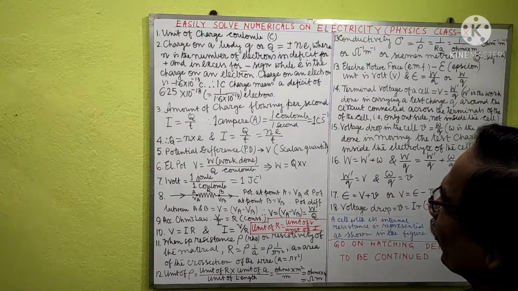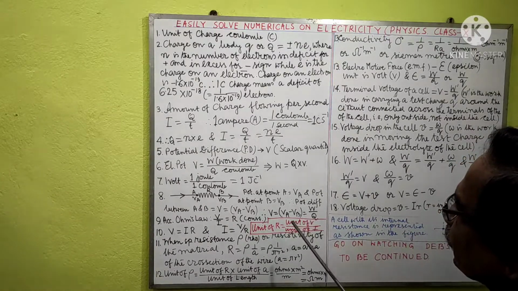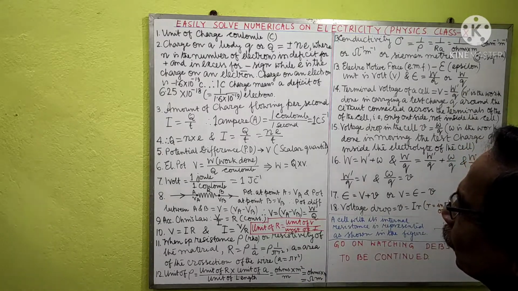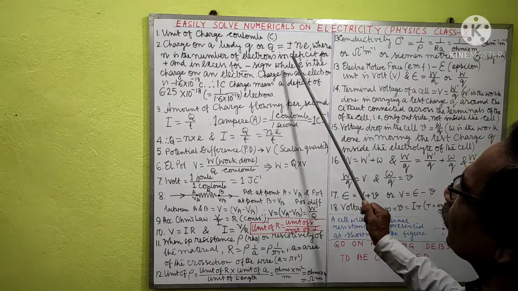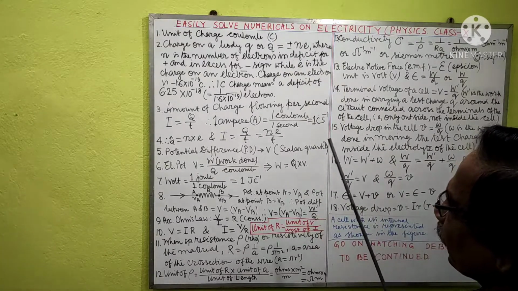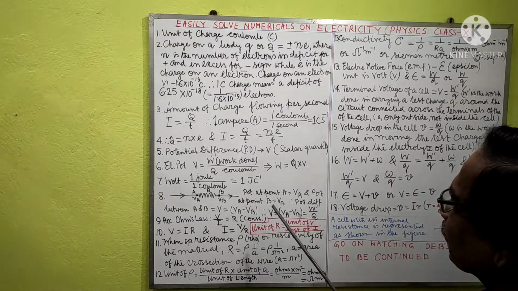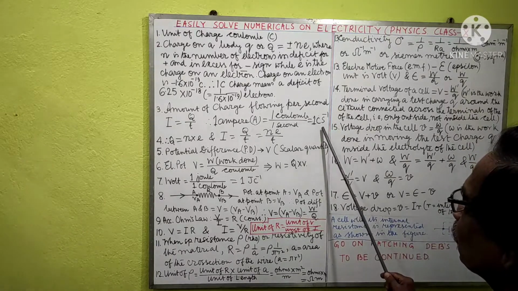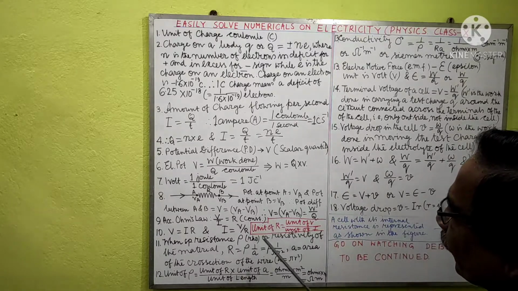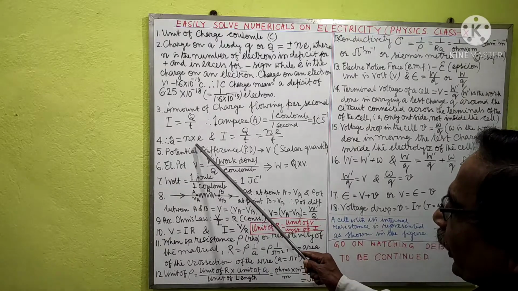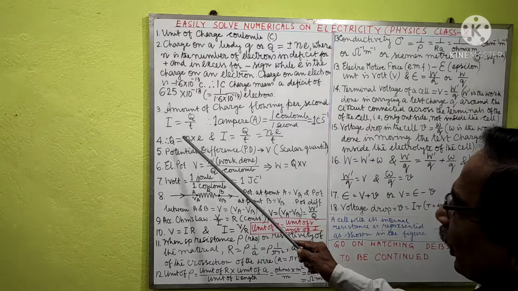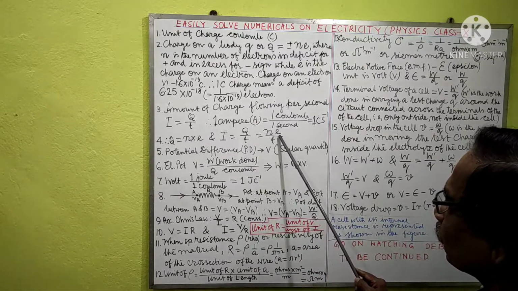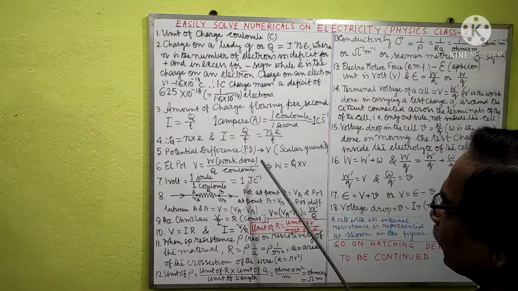Here it is given. Amount of charge flowing per second, that is I, means ampere, equal to Q by T. Whether Q is small letter or capital letter, it is always the same. That is 1 ampere equal to 1 coulomb by 1 second, that is 1 ampere equal to coulomb per second. And Q equal to Ne, and I equal to Q by T. That is I equal to N into e by T.